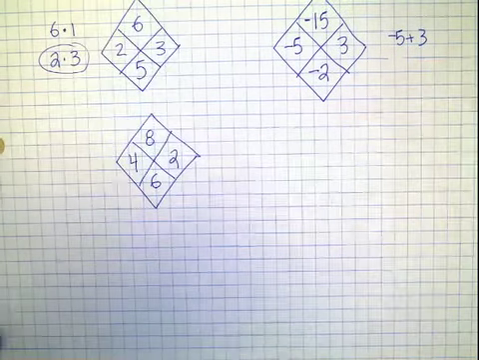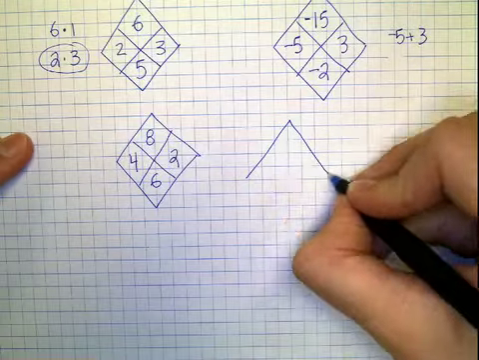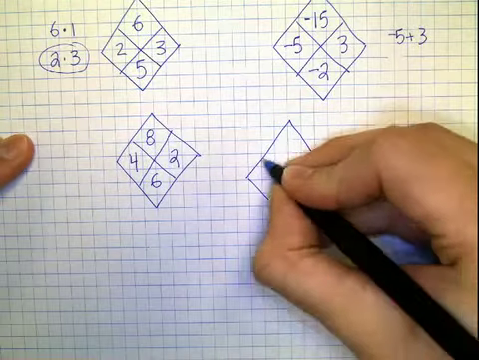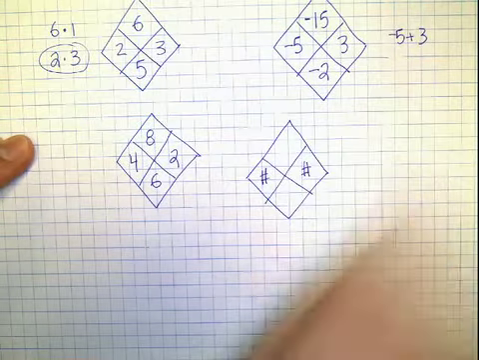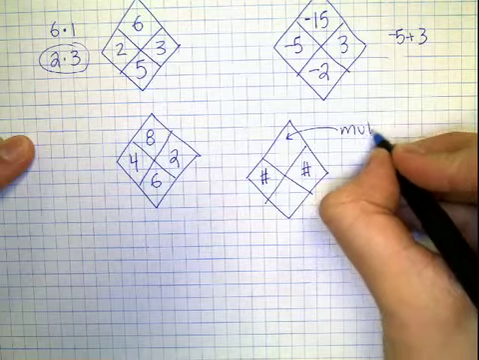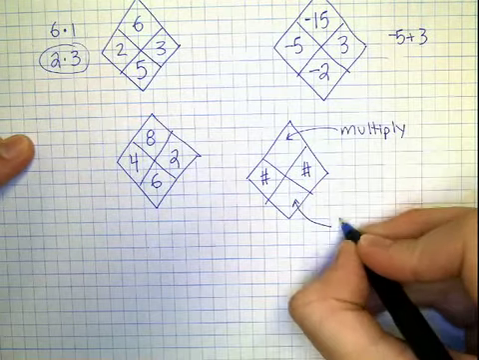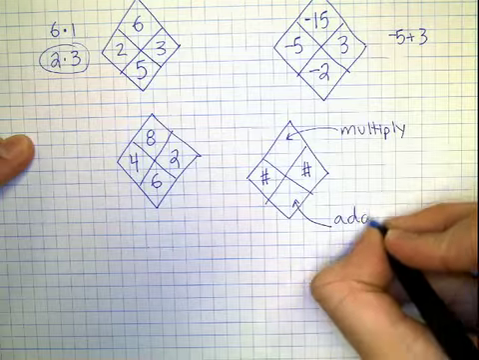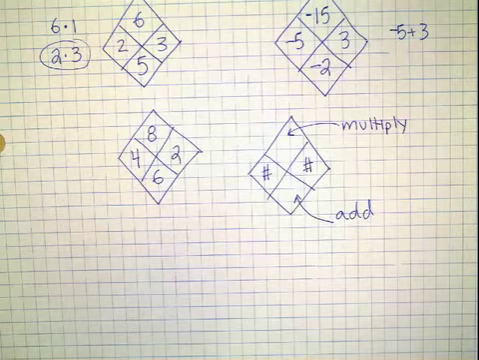Done. There's my diamond. No matter what, the general rule is, as long as you can figure out the two side numbers, so when I say the two side numbers, I mean this number and this number, you always multiply to get whatever's up here, so multiply for the top, and you always add to get the bottom, whether it be positive or negative or anything else. And that's the general idea behind a diamond problem.